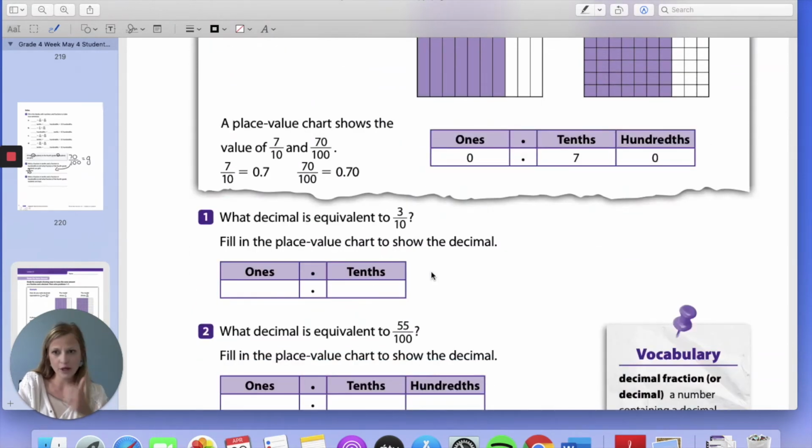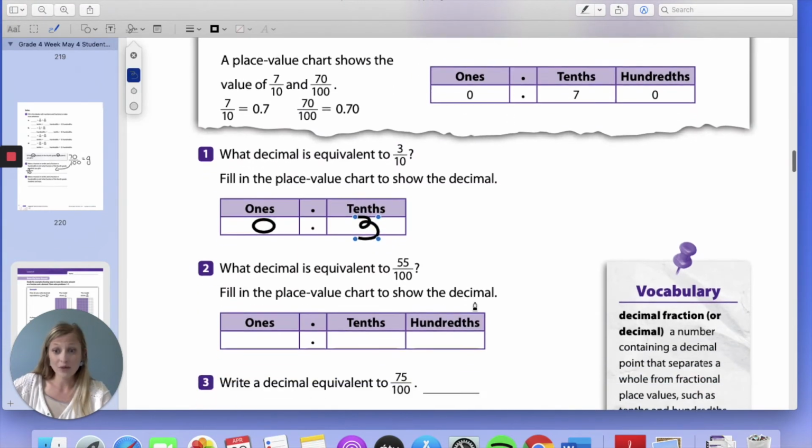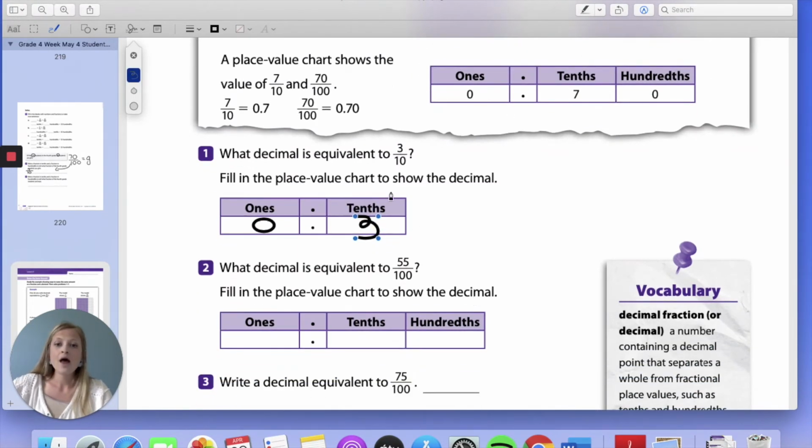So let's go ahead and try one on our own. I know we're going to be great at this. So it says, what decimal is equivalent to 3 tenths? Fill in the place value chart to show the decimal. Well, 3 tenths is a fraction, and it's not a fraction greater than 1, so I know that there are going to be 0 ones. Now, how many tenths does it say we have? Hopefully you said that it has 3 tenths. 3 tenths.